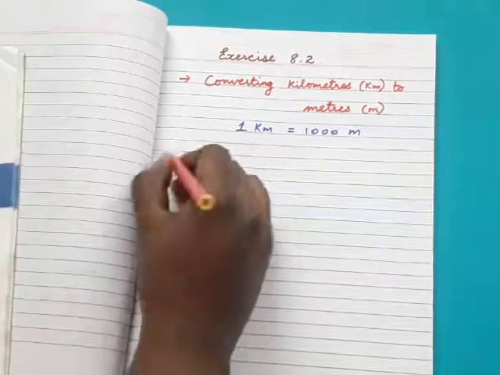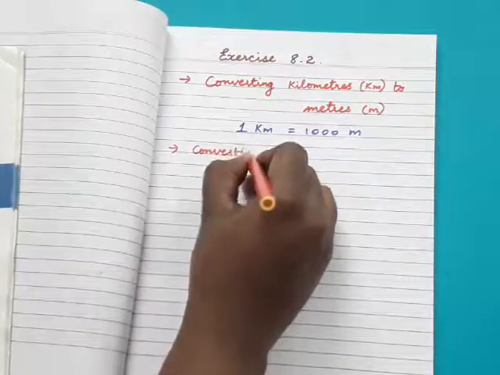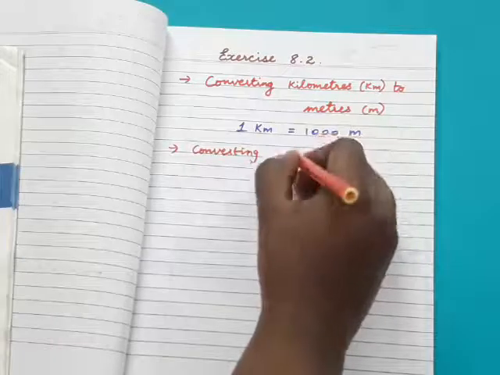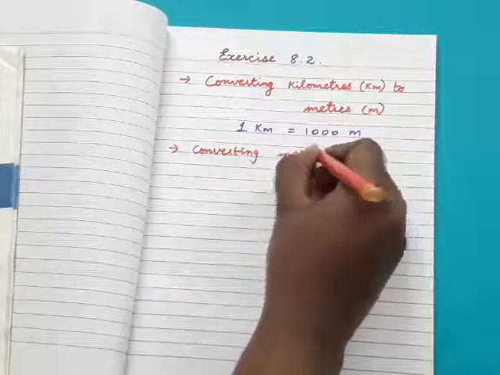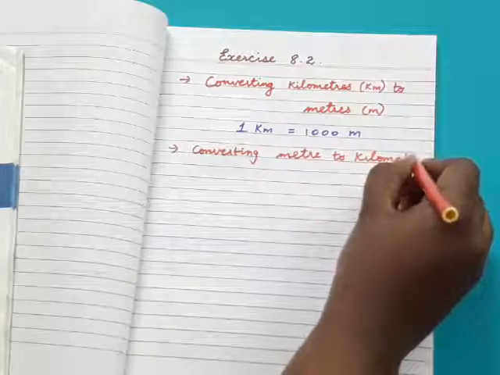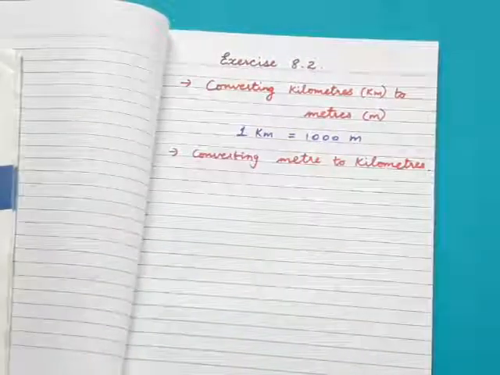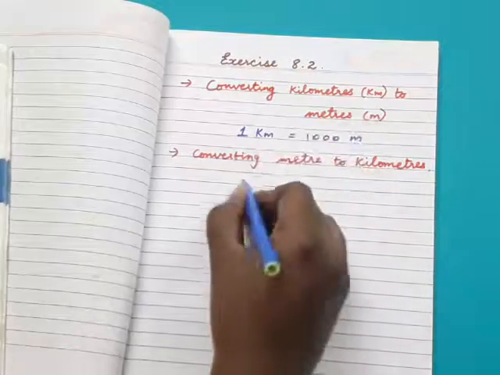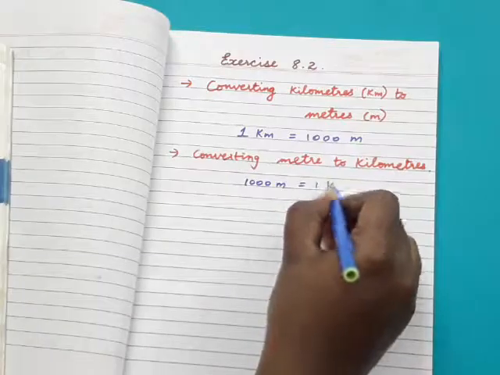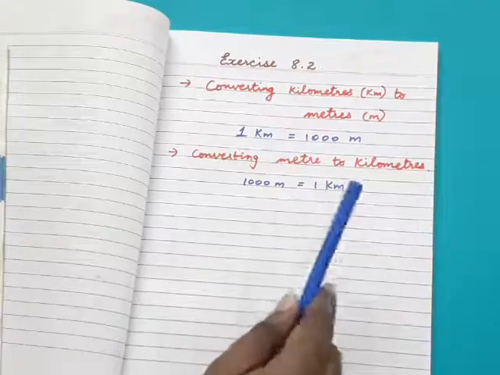If you are converting, converting means what, children? Changing. If you are converting meter to kilometer, what is the formula? You should keep this in mind. A reciprocal of the previous one. What is that? 1000 meter equal to 1 kilometer.